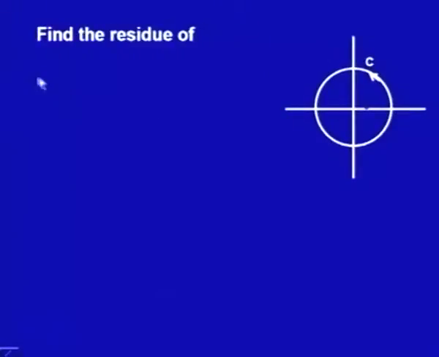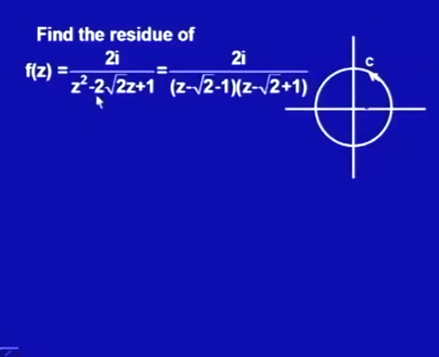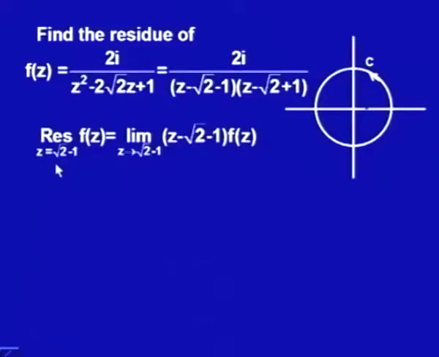So, let us find the residue of the function 2i upon z² − 2√2 z + 1, which we are writing in fraction form as 2i upon (z − (√2 − 1)) into (z − (√2 + 1)). I have to calculate its residue at the isolated singularity √2 − 1. So, I would use our first formula for a simple pole for evaluation of residue, which says that the residue at z = z₀, where z₀ is a simple pole, is the limit as z approaches z₀ of (z − z₀) f(z).